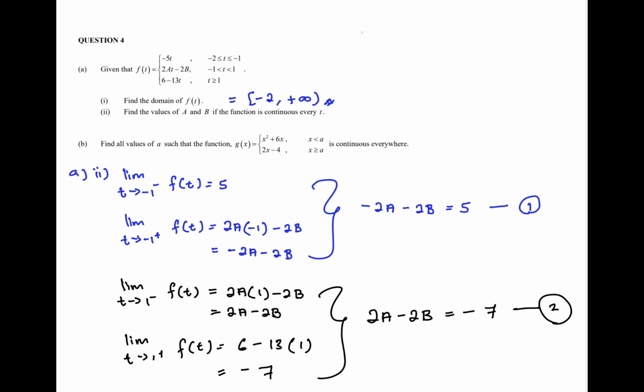By solving these two equations, 1 and 2, using simultaneous equations, we get a equals -3, and then b equals 1/2. So that is the answer for question A2.